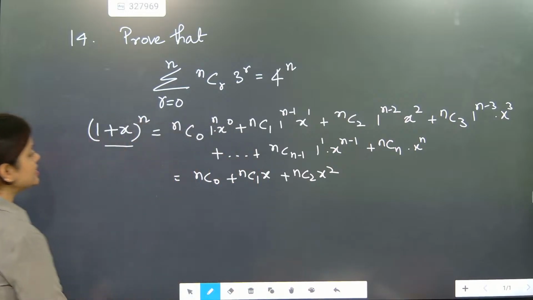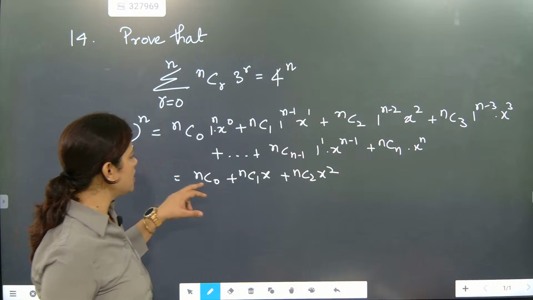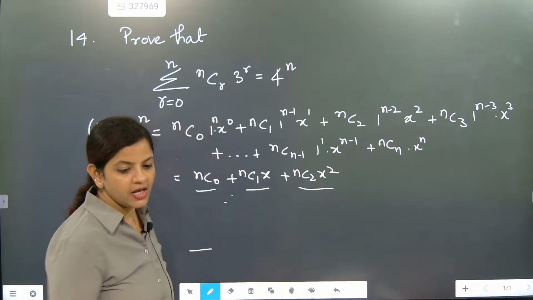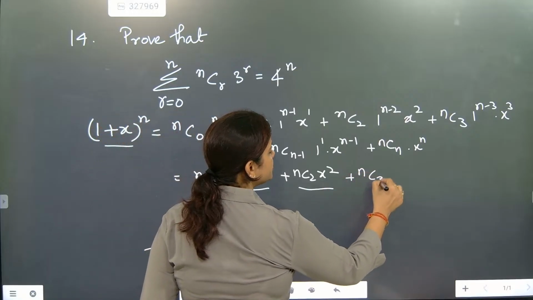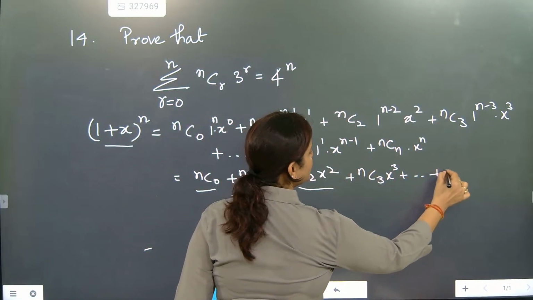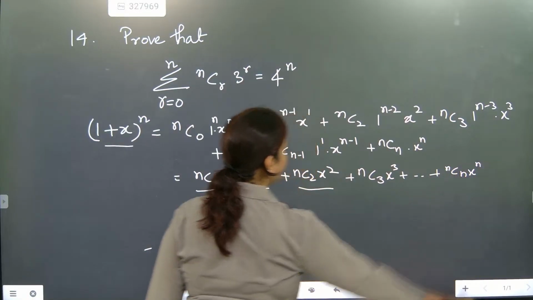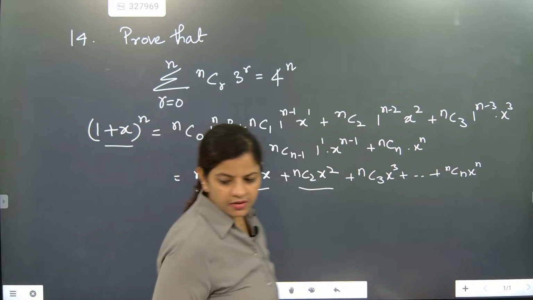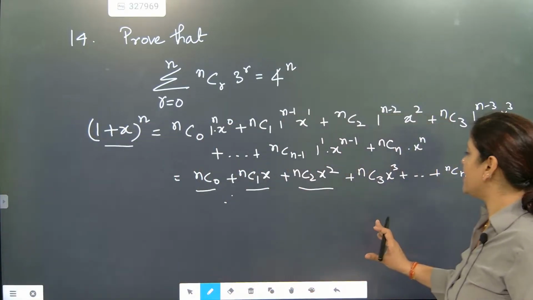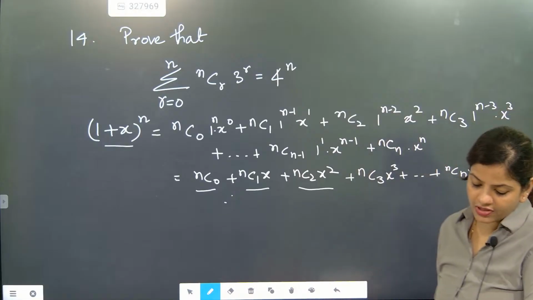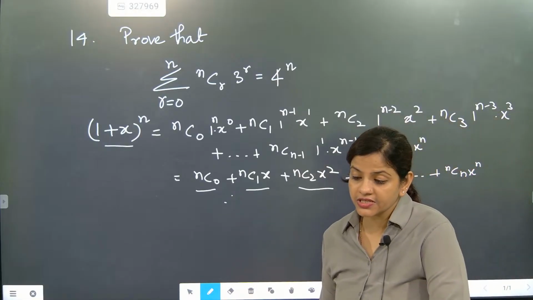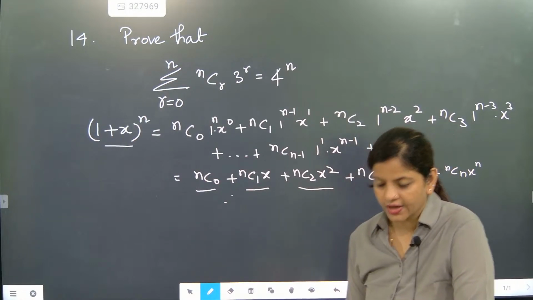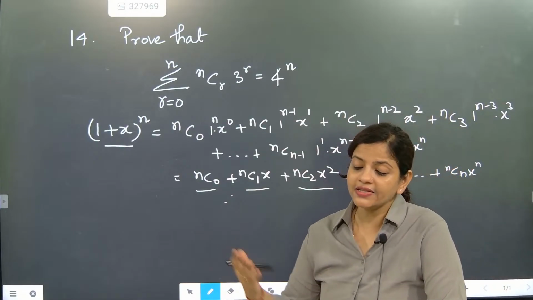So now, what is left for you? The left part is nC0, nC1 x, nC2 x square. Like this, we will write nC3 x cube till nCn x to the power n. Done? So we wrote it like that. After this, can we write it in summarized form, in summation? Summation means adding the entire content.